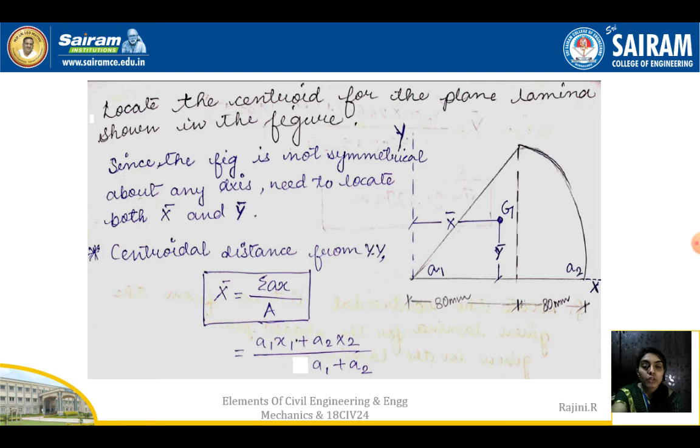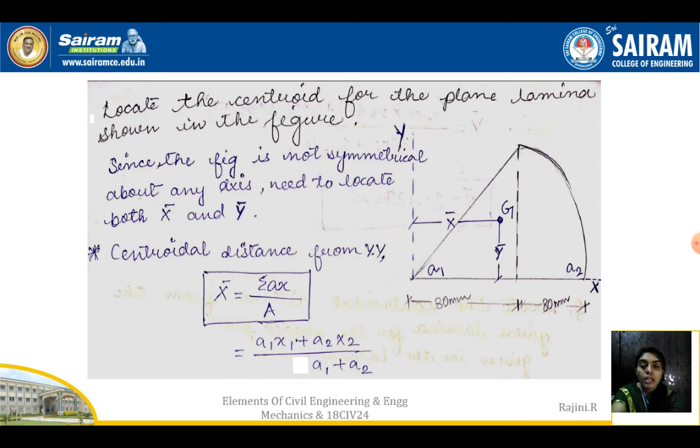Summation of ax means, as usual, how many small areas are there? We have two small areas. The left side I'm taking as a1, and the right side I'm taking as a2. You can take anyone as a1 and a2, it doesn't matter.